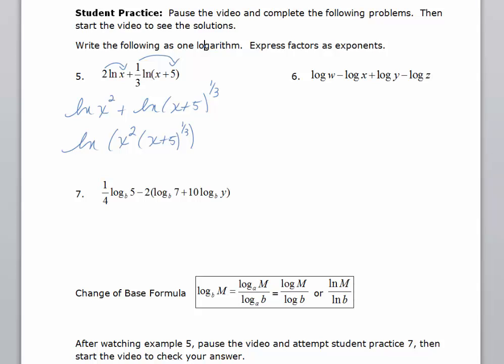Again, depending on how you're asked to leave your answer, if you're asked to leave it in radical form, then what would also be acceptable is x squared times the cube root of x plus 5.